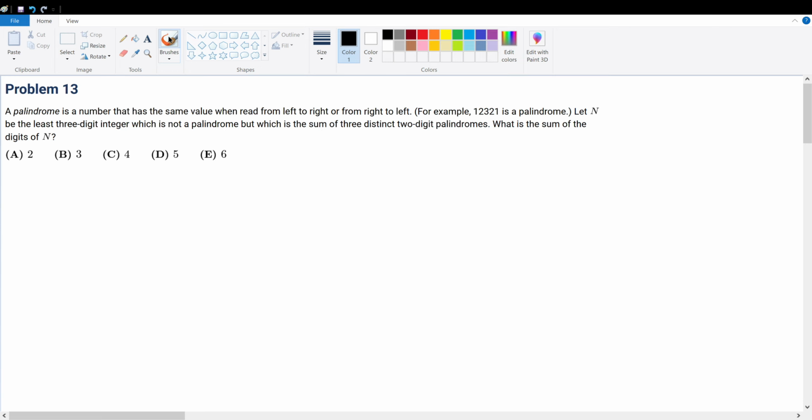Problem 13. A palindrome is a number that has the same value when read from left to right or from right to left. Let n be the least three-digit integer which is not a palindrome, but which is the sum of three distinct two-digit palindromes. What is the sum of the digits of n?